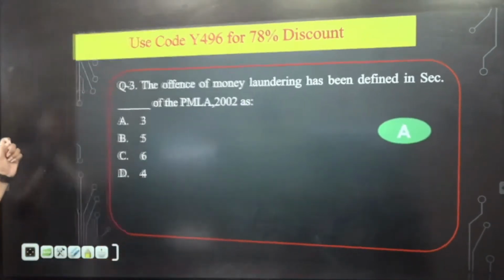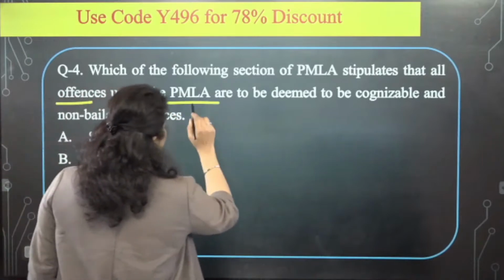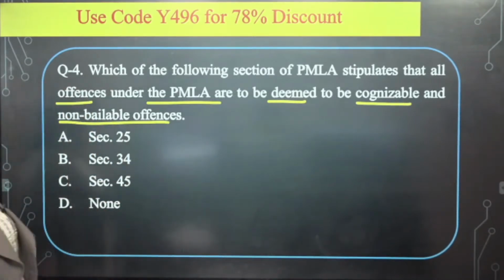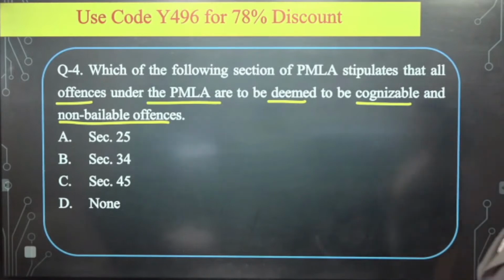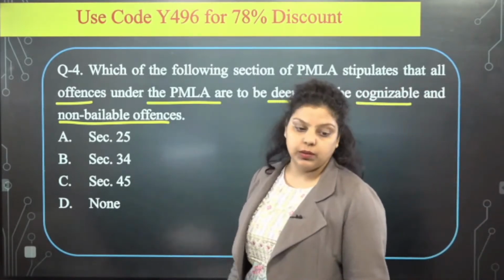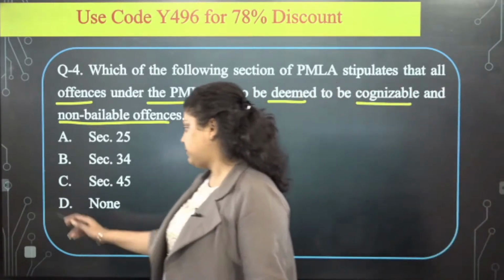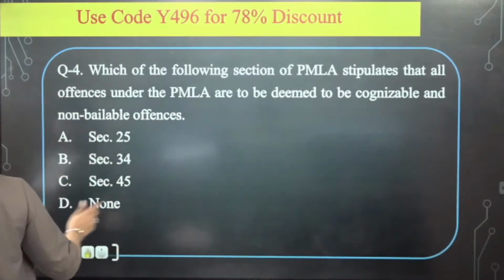The next question asks which section of PMLA stipulates that all offences under the PMLA are to be deemed cognizable and non-bailable offences: section 25, 34, 45 or none of the above? Which of the following is correct? The section in which it has been said that offences under the PMLA Act are deemed to be cognizable and non-bailable is section 45. So under section 45 it has been defined. The right answer will be the C option.